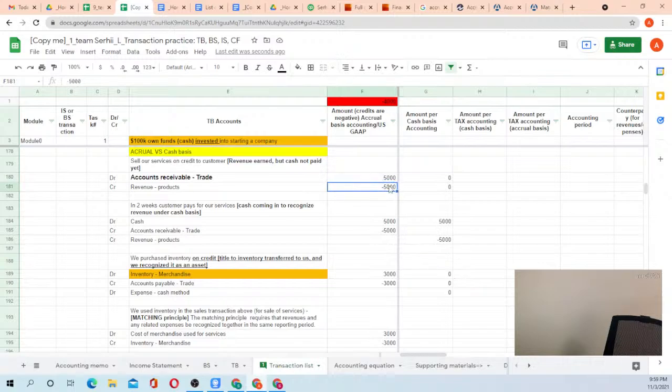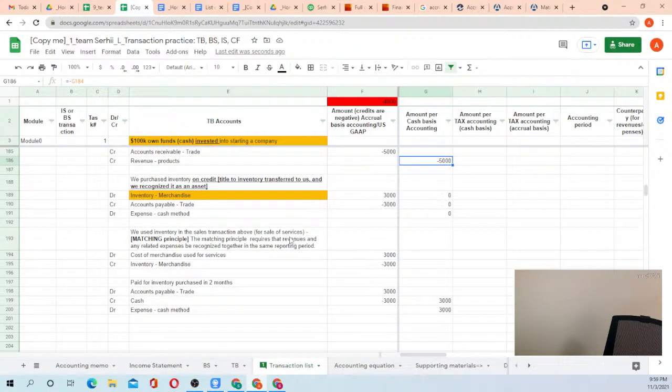So for example, if you sell something on credit, you recognize the sales transaction immediately under accrual basis. But under cash basis, you will recognize it only when you receive cash for that sale. And the similar situation is with purchases. When you bought an inventory, you recognize that inventory as an asset under accrual basis. Under cash basis, you just do not recognize anything.